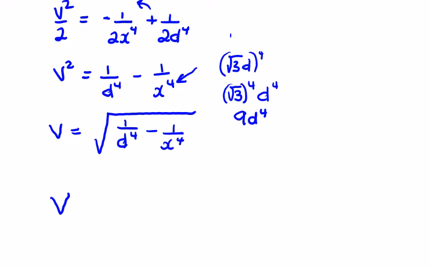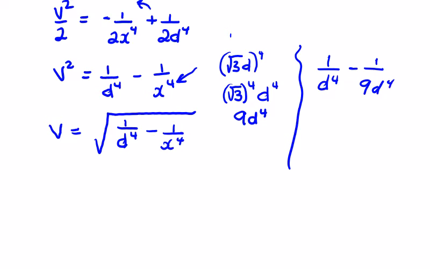So the velocity is going to be equal to, since we have to write the square root a few times, I'll just do a little bit of rough work here. 1 over d to the power of 4 minus 1 over 9d to the power of 4. If we give them the same denominators, I can make the top and bottom a 9 on the left. So 9 minus 1 is going to be 8 over 9d to the power of 4. So velocity is going to be the square root of 8 over 9d to the power of 4.